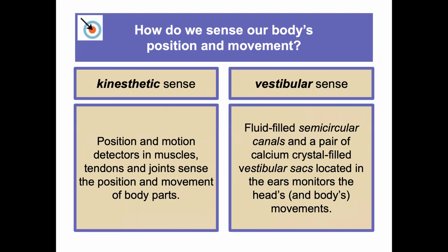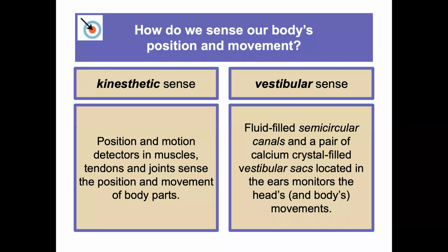How do we sense our body position and movement? So we have a kinesthetic sense and a vestibular sense. The kinesthetic sense is about position and motion detectors in muscles, tendons, and joints, and how they sense the position and movement of body parts. The vestibular sense is more concerned with the fluid-filled semicircular canals and a pair of calcium crystal-filled vestibular sacs located in your ear. Remember, the fluid part of your ear monitors the head's and the body's movements. So this is how our body works to understand position and movement.